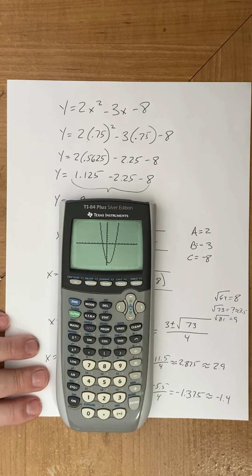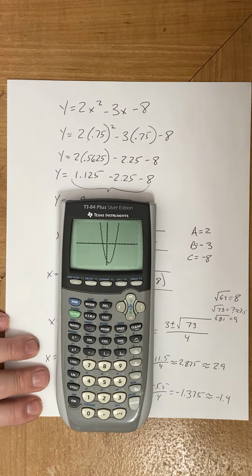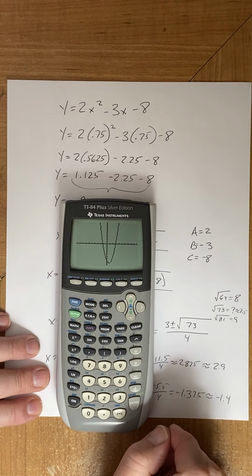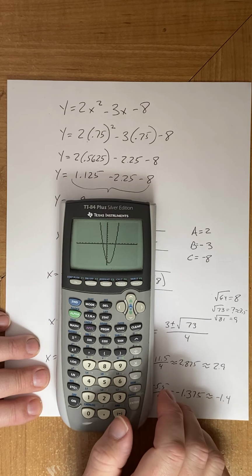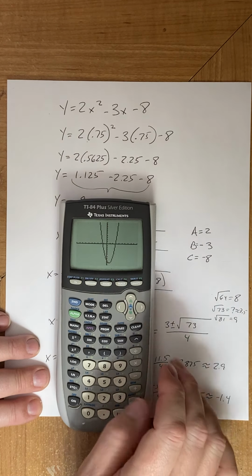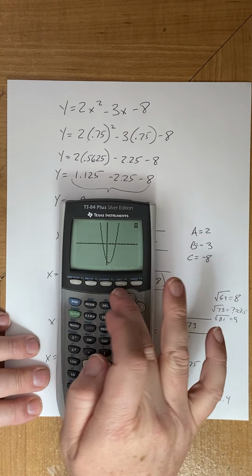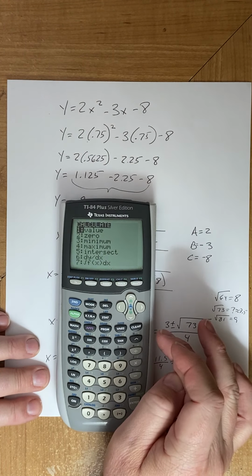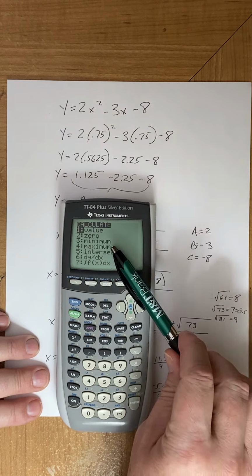I'm trying to move my lamp here so maybe you can get a better look at what I'm talking about. Maybe that helps, I don't know. Okay, so that's what it looks like. Now we want to find the minimum value. So I go to second and trace, which brings up the calculate function. And I want to find the minimum value.